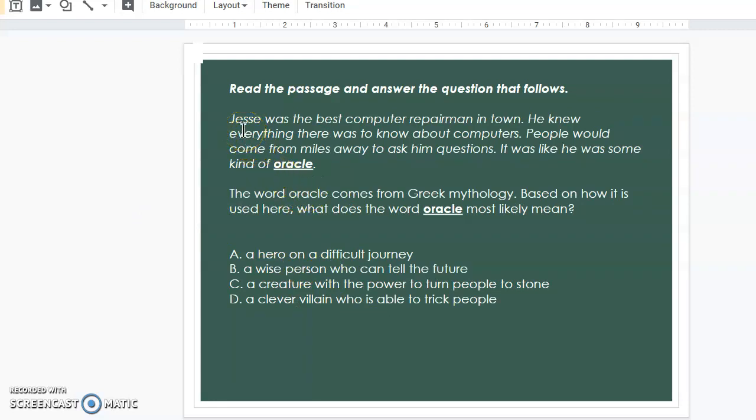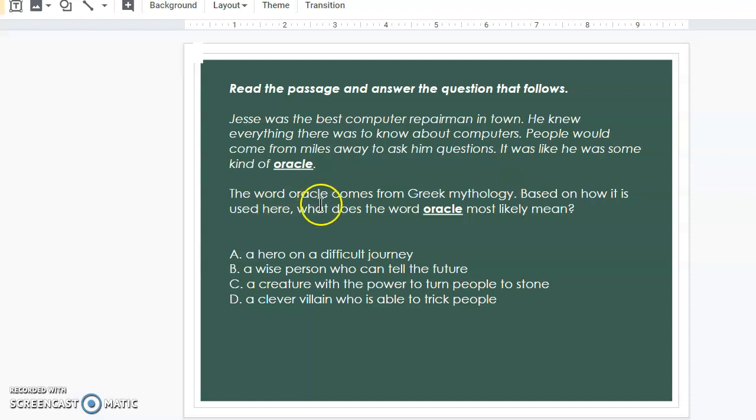Okay, let's look at this passage. Jesse was the best computer repairman in town. He knew everything there was to know about computers. People would come from miles away to ask him questions. It was like he was some kind of oracle.